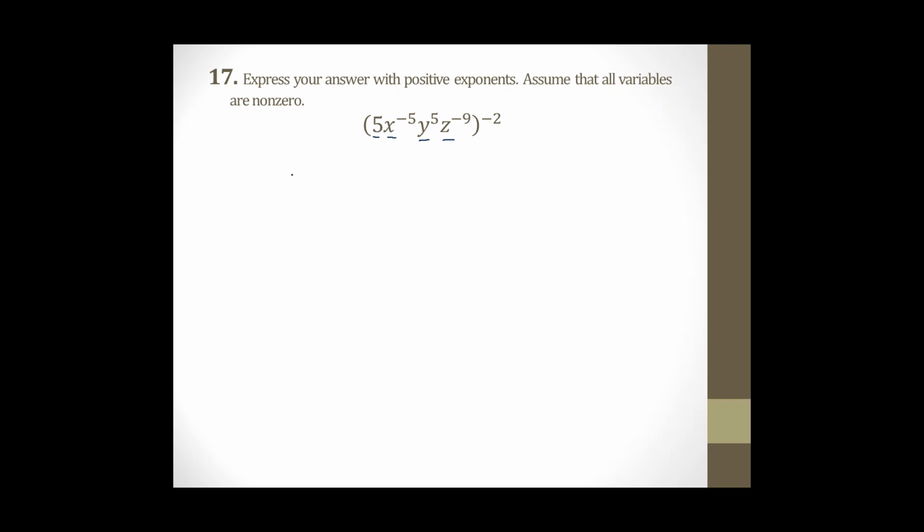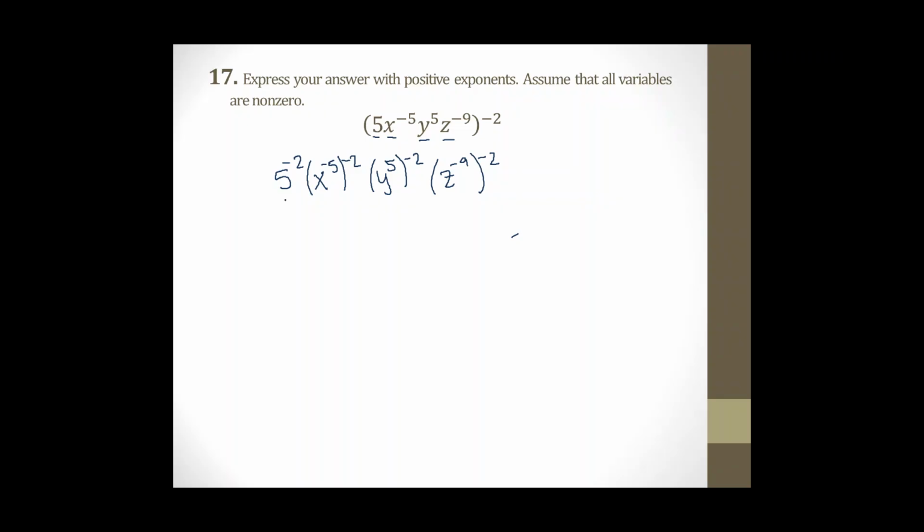Okay, so we've got 5 to the negative second. I have x to the negative fifth raised to the negative second. I have y to the fifth raised to the negative second, and z to the negative ninth raised to the negative second.